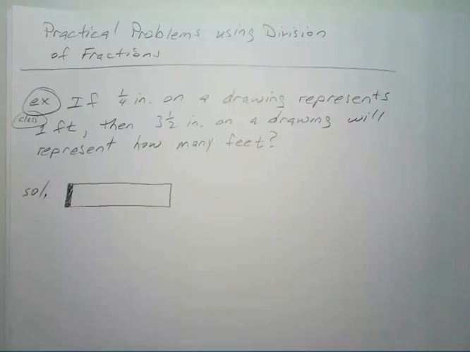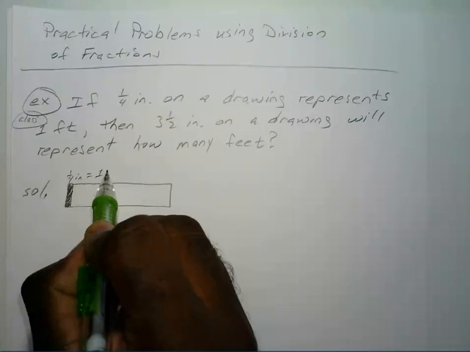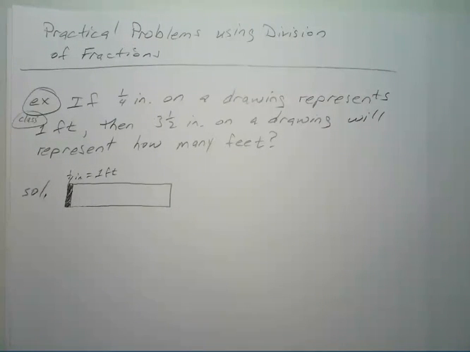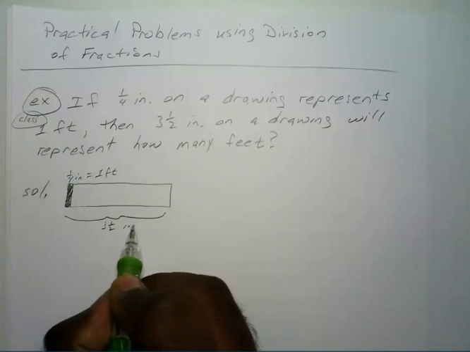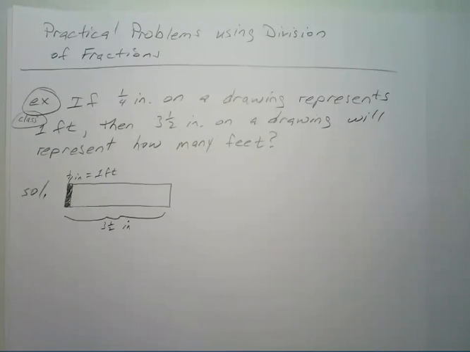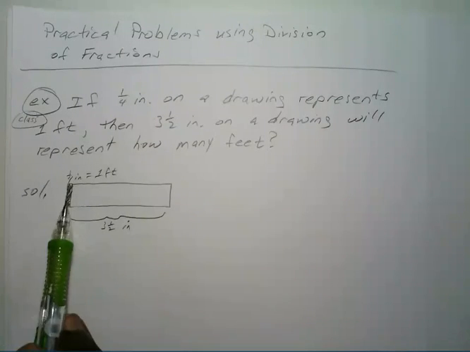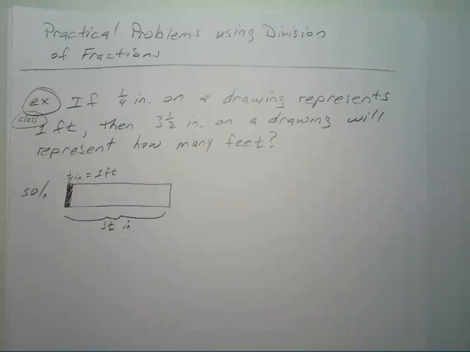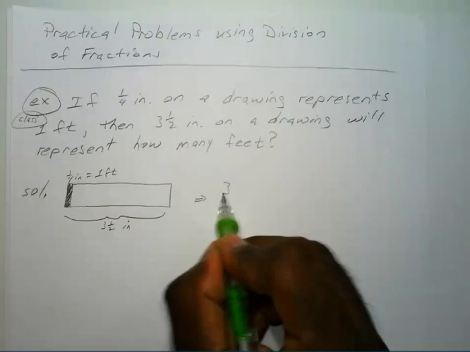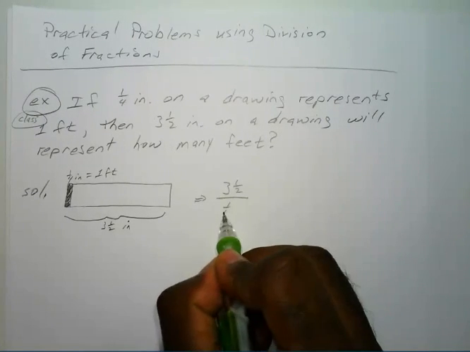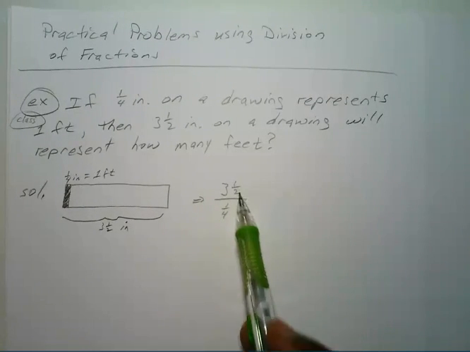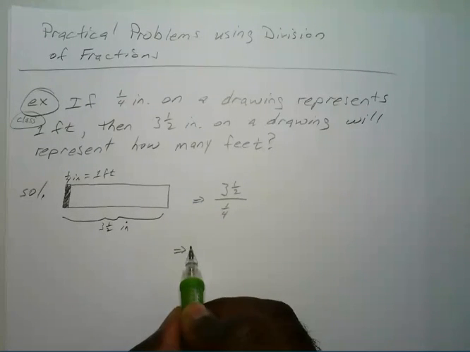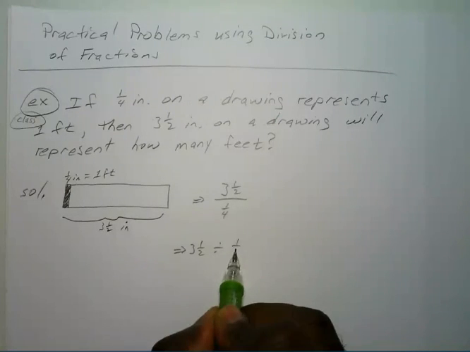Okay, so let's say this is 1/4 of an inch, which represents 1 foot. Okay, and this is 3.5 inches. So what we want to do is see how many times this quarter inch goes into 3.5 inches. So that means we have 3.5 inches divided by a quarter inch. Of course we can rewrite this: 3.5 divided by a quarter inch is just 3.5 divided by 1/4.